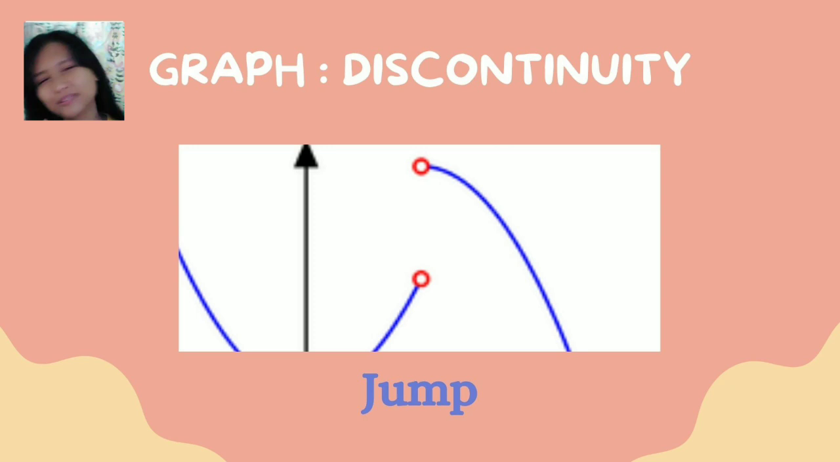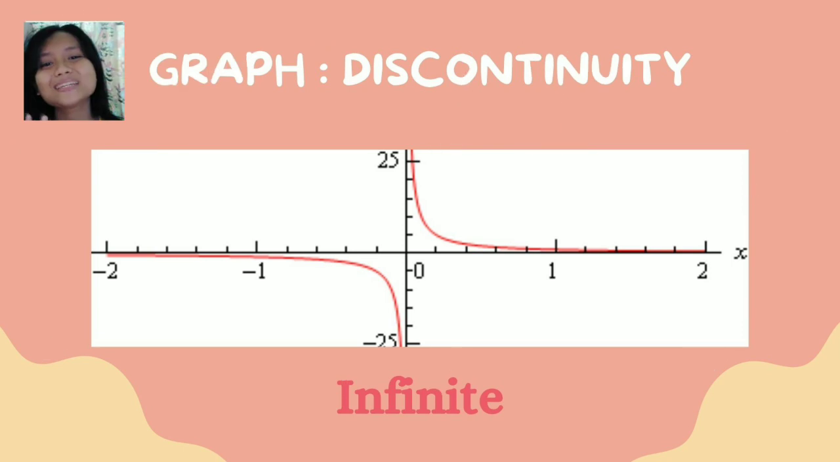Next is jump discontinuity. You could see here that the function actually looks like it jumped from a certain point to another. No wonder it's called jump discontinuity. Lastly, we have infinite or asymptotic discontinuity, and the graph tells why.